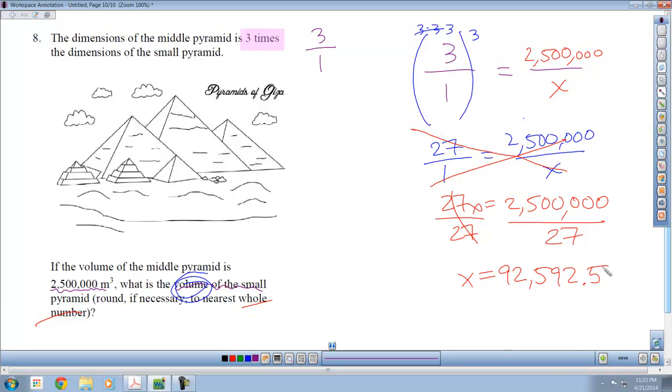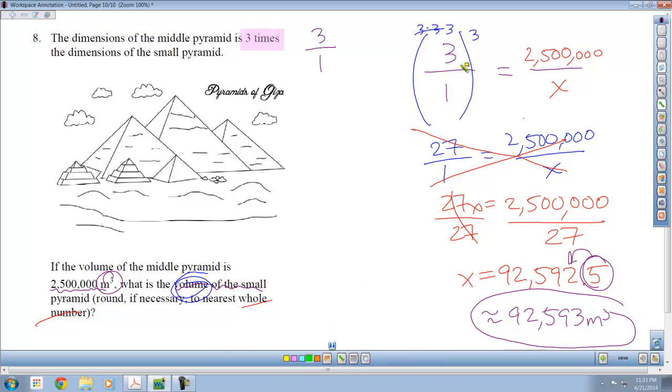So who do I look at? I'm going to look at this one if they want the nearest whole number. Leave it a 2 or move it up to a 3. Well, that 5 will move it up, so we'll end up with 92,593, and our units are what? Cubic meters. Cubic meters, that would be the answer to this problem. Probably the most important part of this problem is to remember that if you're dealing with volumes, you have to cube to make it equal to the ratio of volumes.